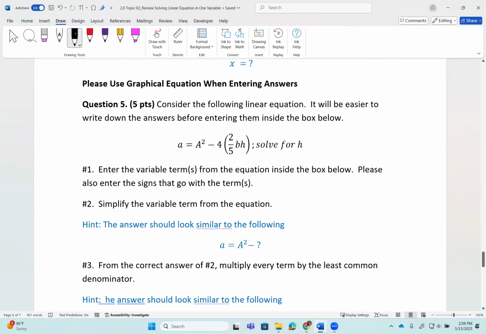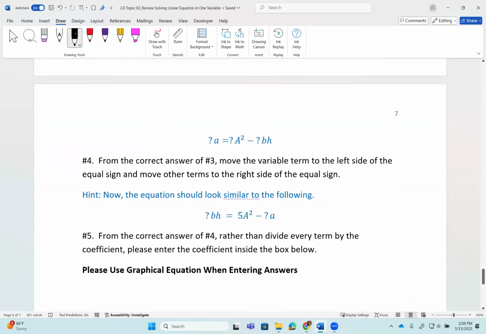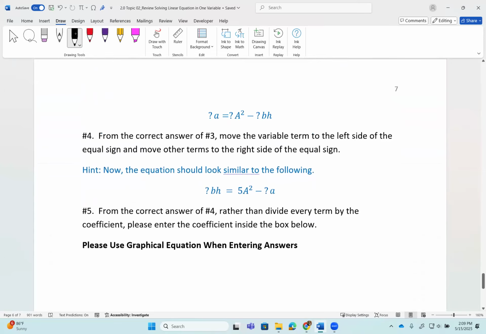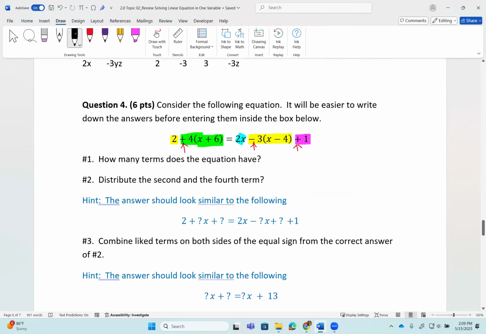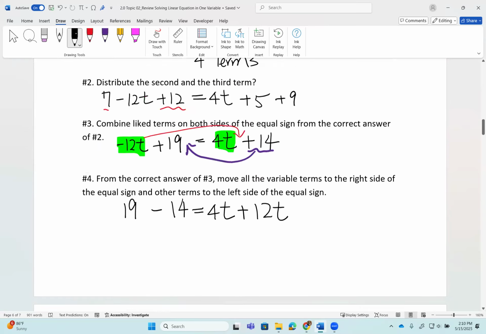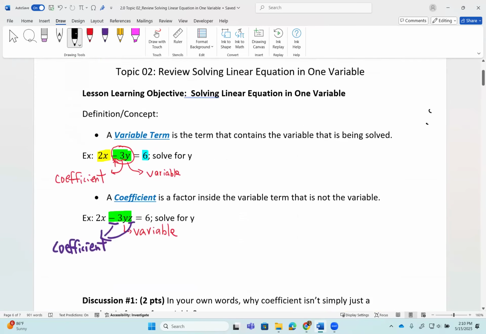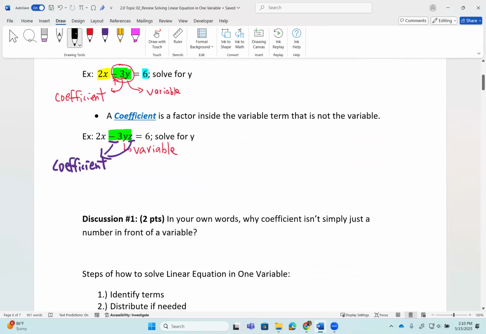Of course, for this question we just went over, you'll be solving for h instead of solving for b in this example. So thank you so much for reviewing how to solve linear equations in one variable with me. In this lecture video, we talked about what the variable term is, how to identify a coefficient, and we went over the steps on how to solve linear equations in one variable. Thank you for watching.